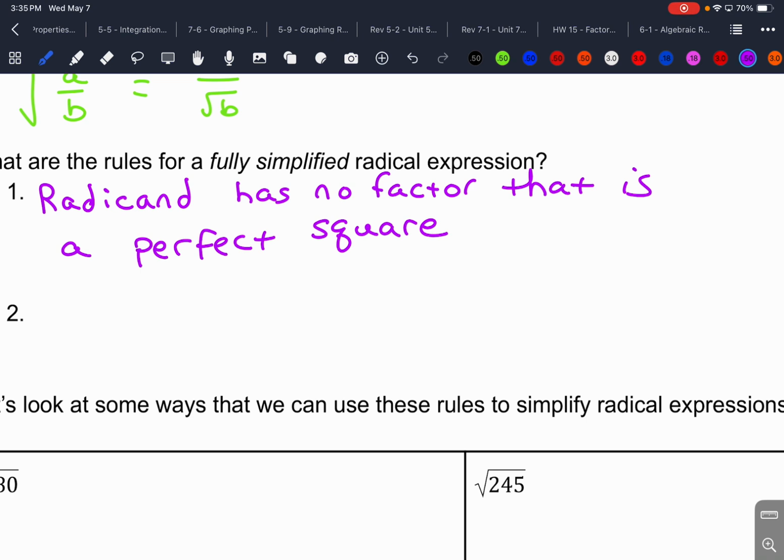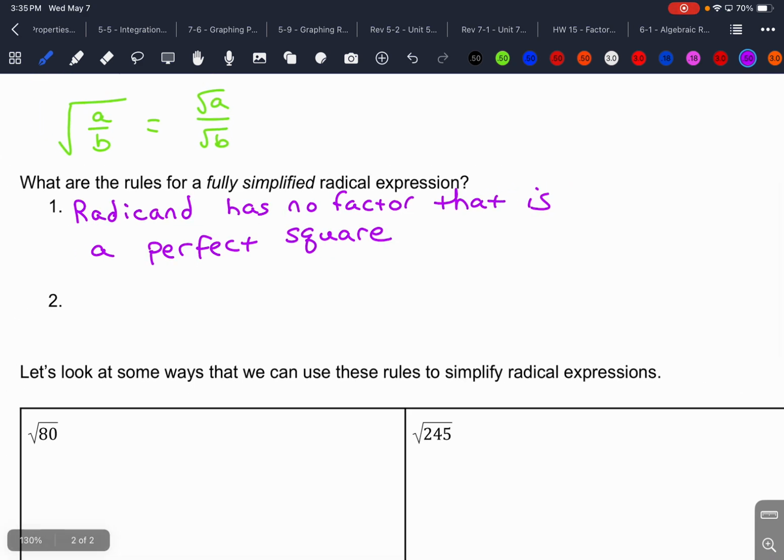But furthermore, if you have the square root of 18, you can't leave it as square root of 18 because it has 9 as a factor, which is a perfect square. So that's not simplified. We're going to talk about how to simplify that.